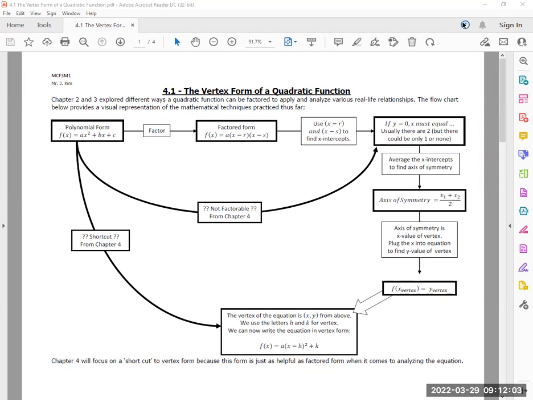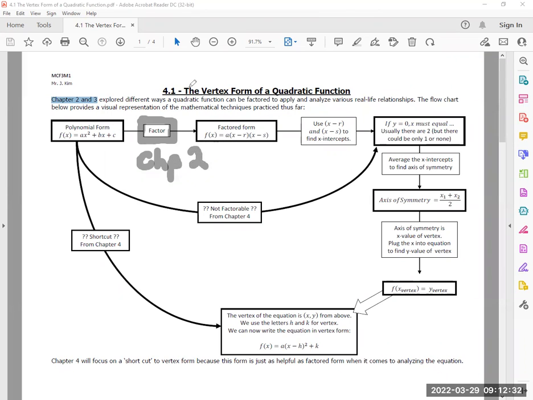4.1, let's go back. I'm going to read this here. Chapter 2 and 3 explored a lot of different things. Let me remind you, chapter 2 was all about the factoring because this part was such an important piece of your grade 10 and, well, grade 11. It'll be important for grade 12. It'll be important, so on and so forth. So this was chapter 2.